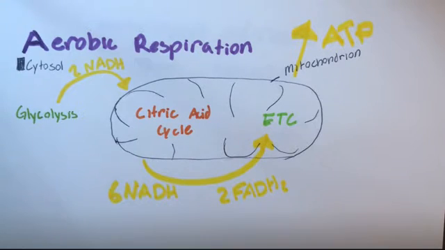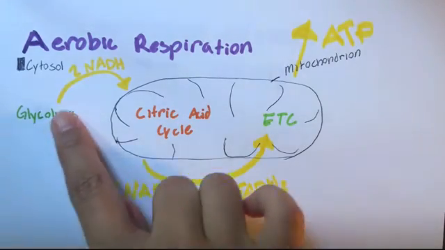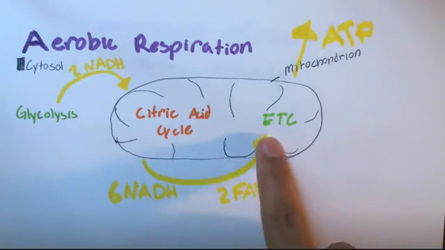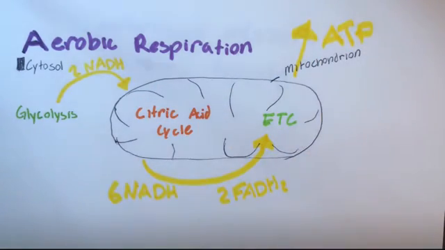The electron transport chain's main function is to take high-energy electrons from the citric acid cycle and glycolysis. These include 2 NADH, 6 NADH, and 2 FADH2, and finish the entire process of aerobic respiration, which concludes in ATP.